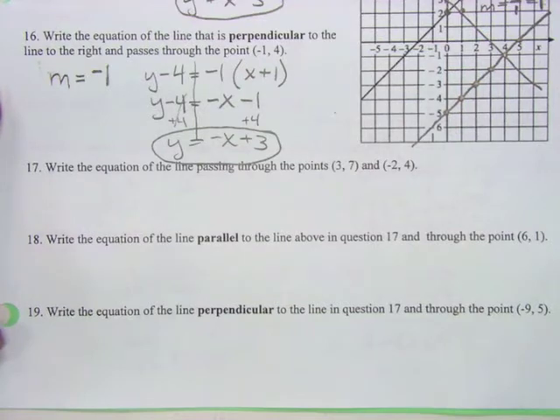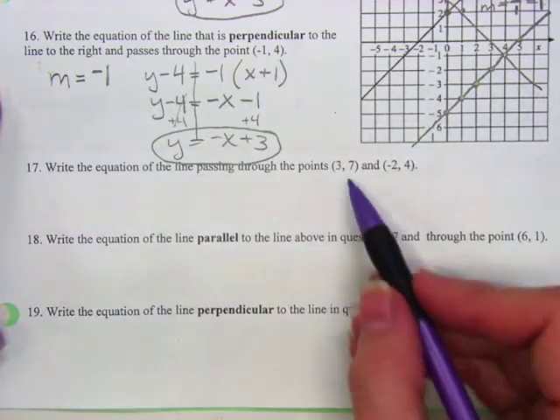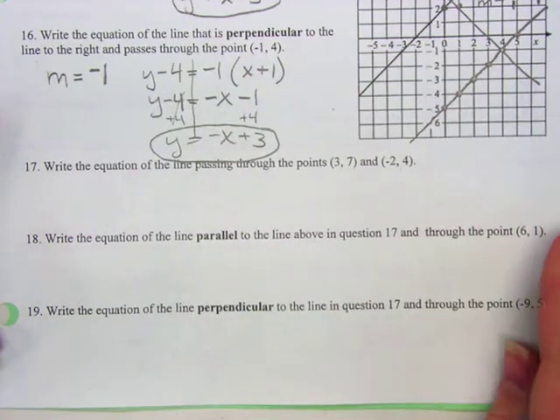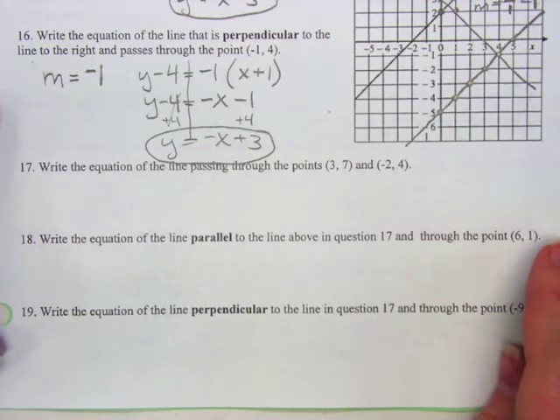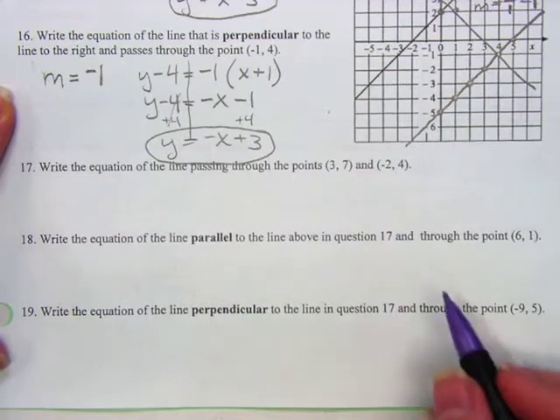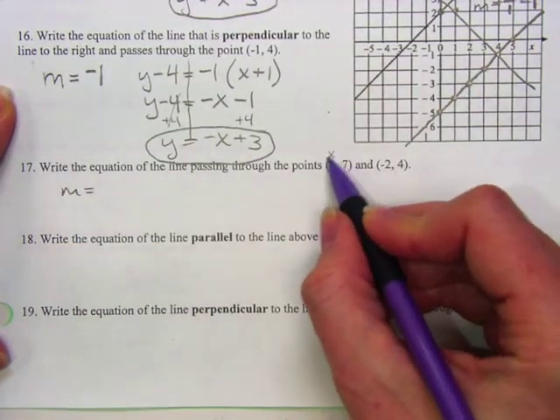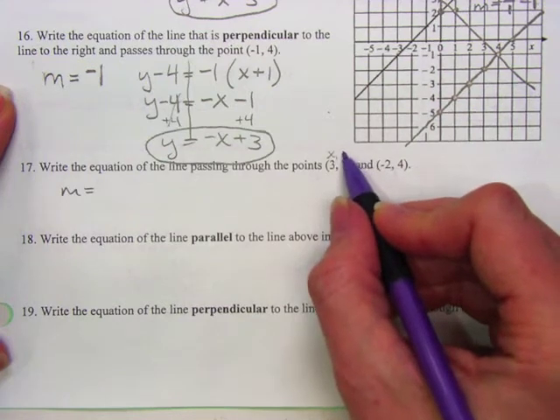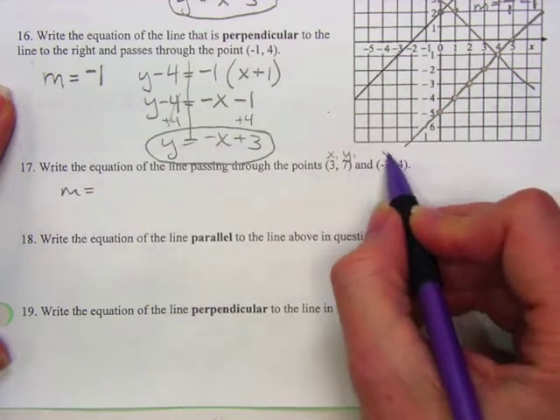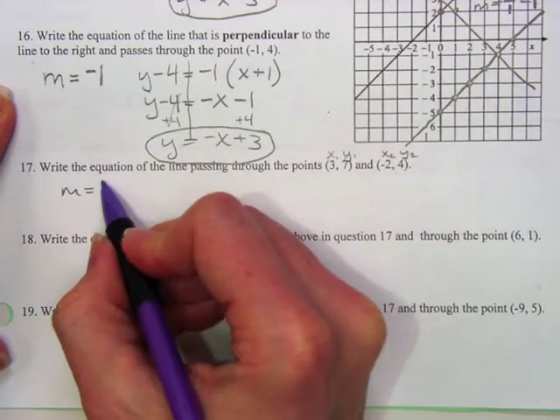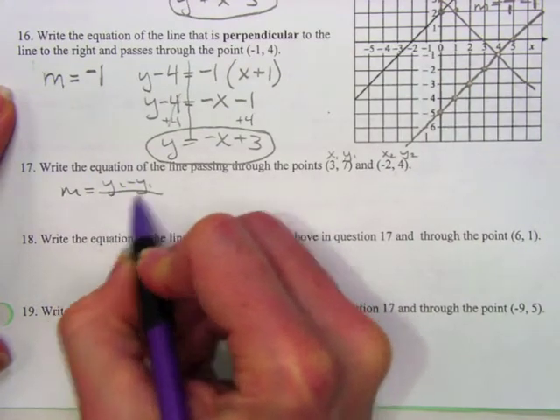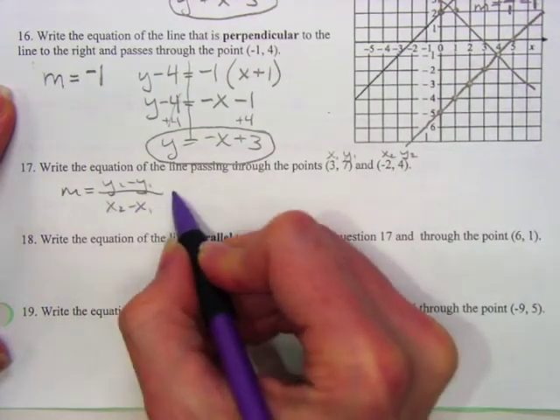Okay, this asks me now to write the equation of a line passing through 2 points. Nothing about parallel and perpendicular, so don't start worrying about those yet. Right now we simply want to write the equation of a line passing through 2 points. This is what we did for our last objective. First thing we find is slope. Let's label our points x1, y1, x2, y2. Slope formula, y2 minus y1 over x2 minus x1.